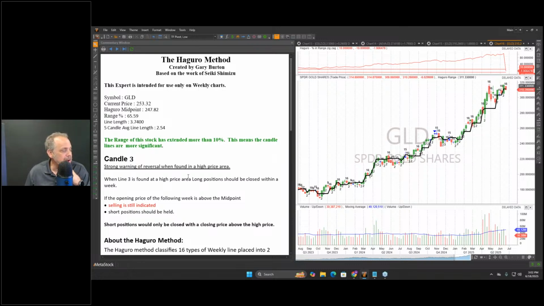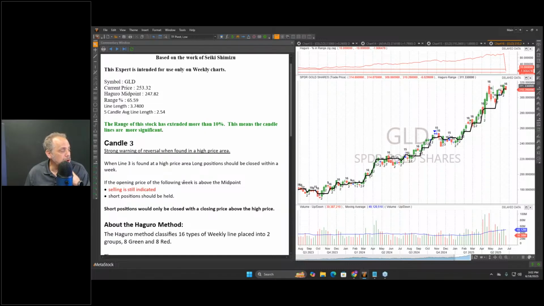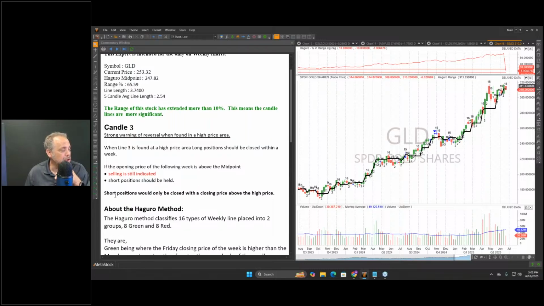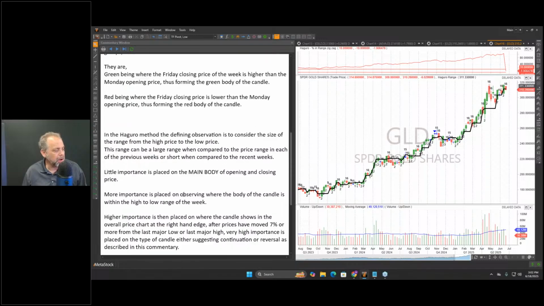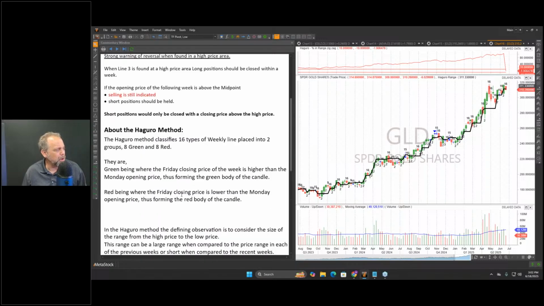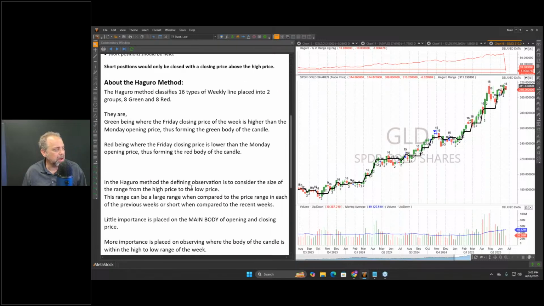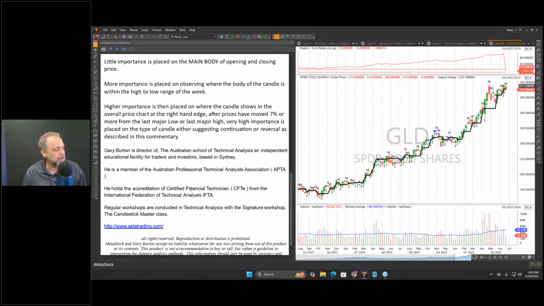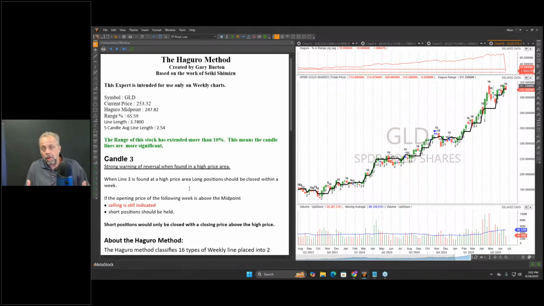When line 3 is found at a high price area, long positions should be closed within a week. If the opening price of the following week is above the midpoint, selling is still indicated. Short positions should be held. Short positions would only be closed with a closing price above the high price. So there you go. Here we have a lot more information. There's even a chart of all the 16 different types. But there you go. That's basically just our third hidden gem of the things that are included in MetaStock.